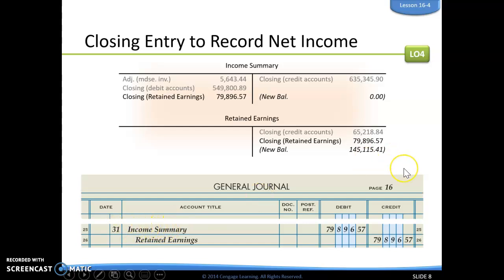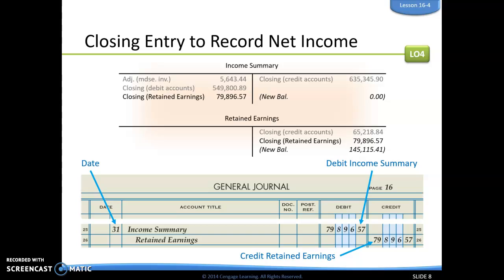Now, what we're going to do is we are going to debit income summary and we're going to credit retained earnings, because when we look at our income summary account up here, to close it, we need to debit income summary to get that account down to 0. And then we would credit our retained earnings. Heads up on this one though, this account or this transaction does not always look like this. There are going to be times where we're going to debit our retained earnings and we're going to credit our income summary. It all will depend on if we have a net income or a net loss.